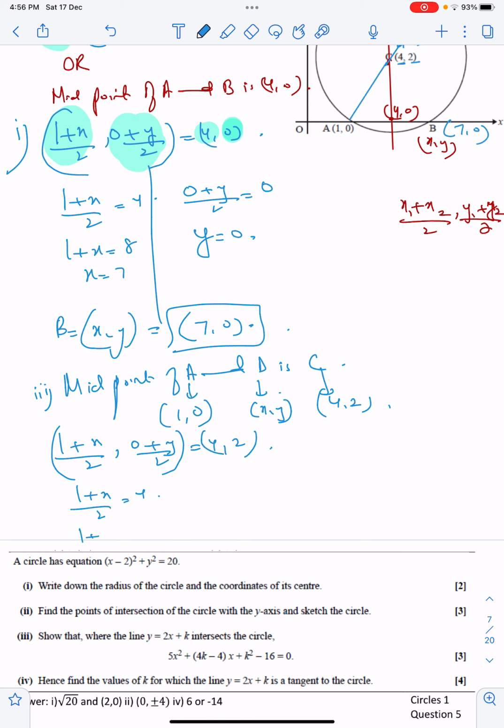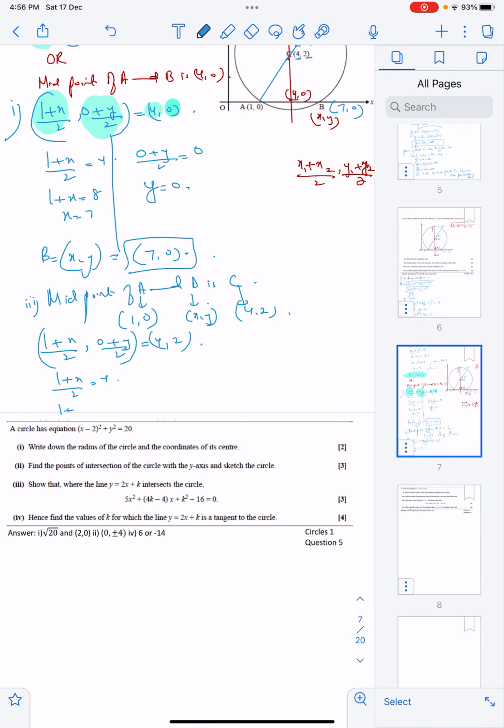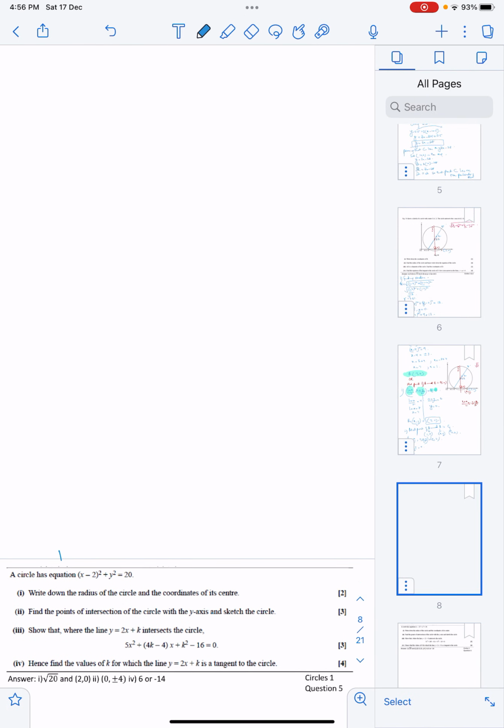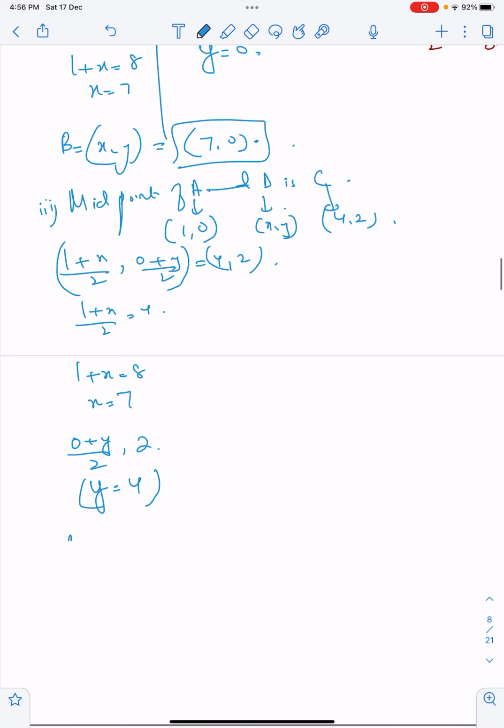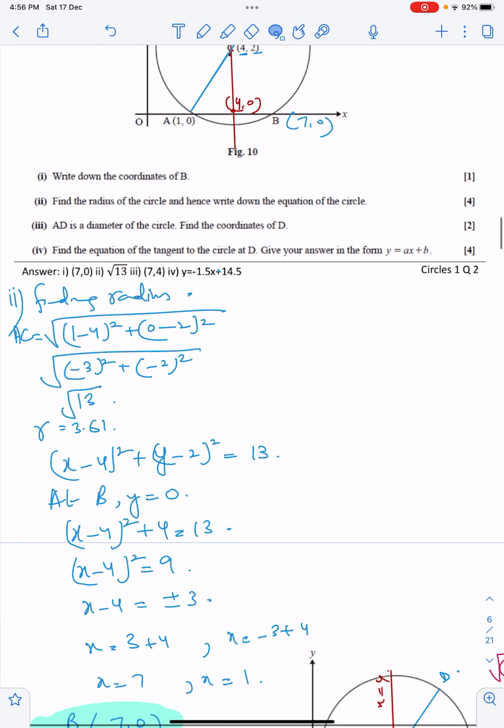So 1 plus x equals 8. x equals 8 minus 1, which is 7. And (0 plus y) divided by 2 equals 2, so y equals 4. That means the coordinates of the point D are (7, 4). This is the answer to the third part of the question.